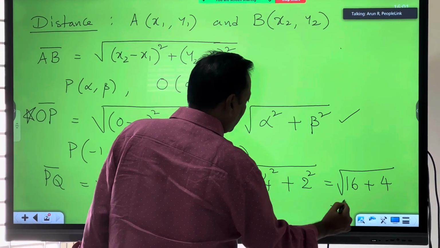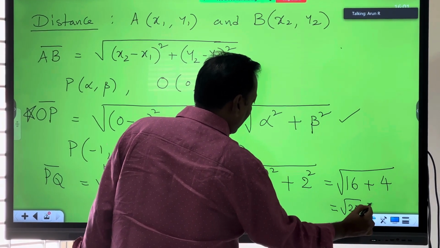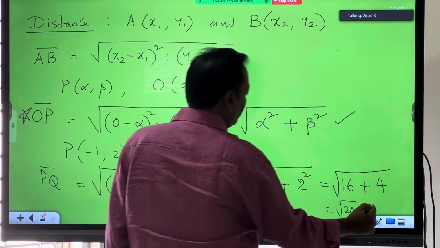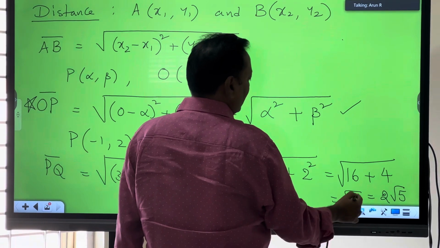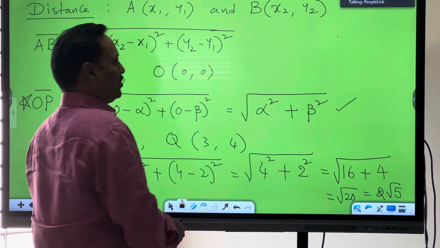So how much did I get? Root 20. Can anybody tell me how to write root 20 in the simplest form? I can write it as 2 root 5 because 20 is 4 into 5, and root 4 is 2.